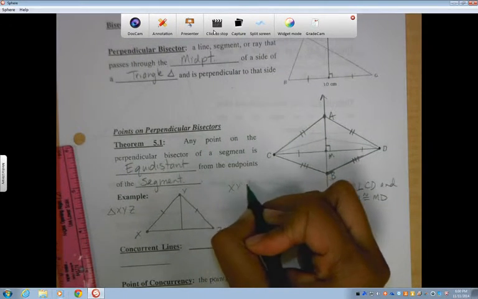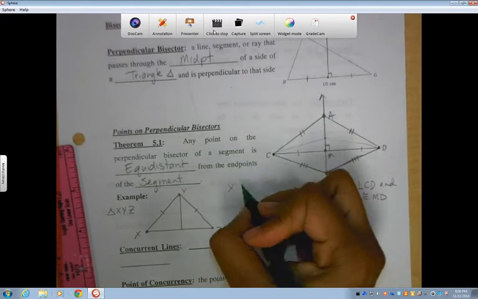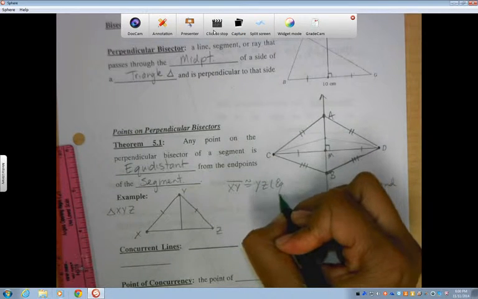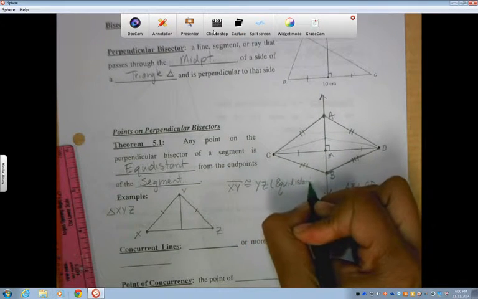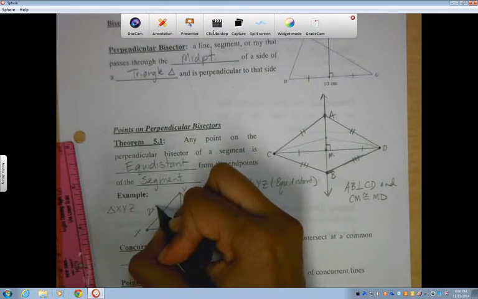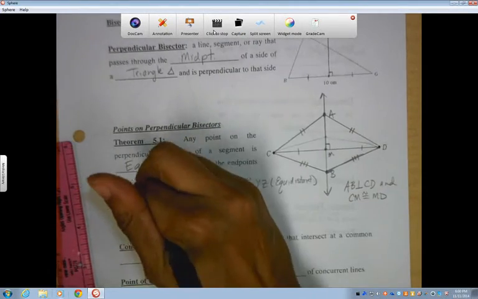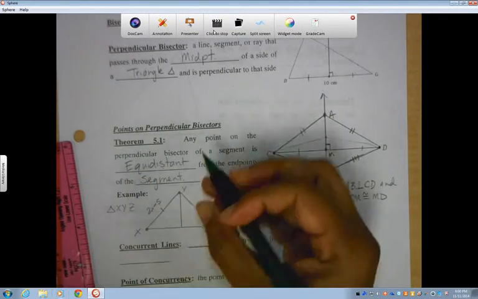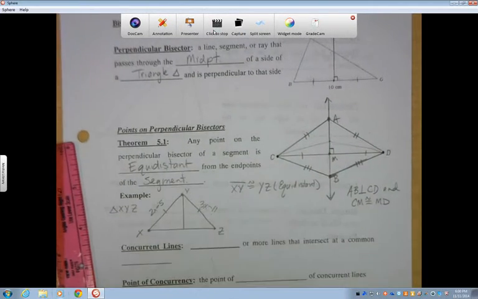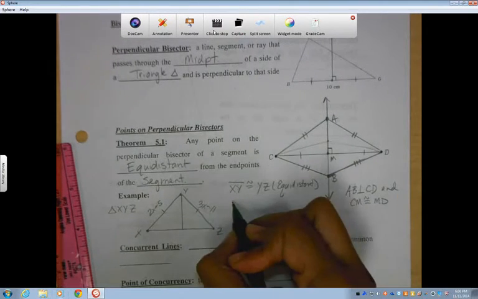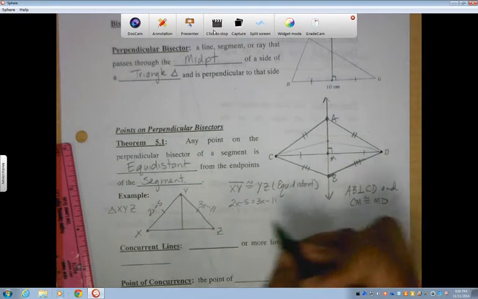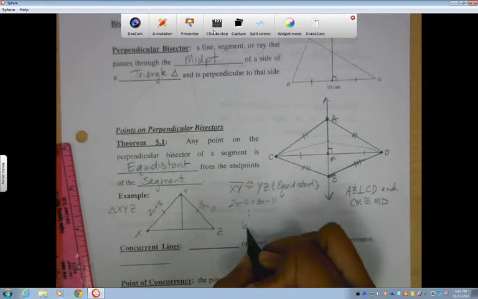then I know that XY is congruent to YZ because they're equal distance. And I'm telling you that. Well, for example, let's say I have 2x minus 5, and it's equal to 3x minus 11 for YZ. So then, because they're equal distance, I could set up the equation 2x minus 5 equals 3x minus 11, and then solve for x. Basically, you would end up with 6 equals x.